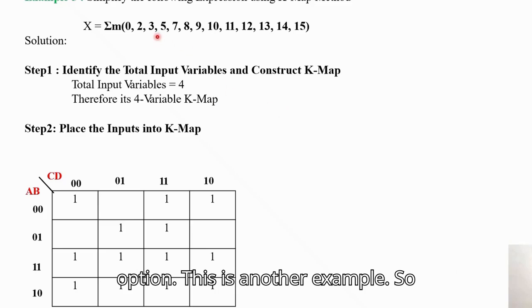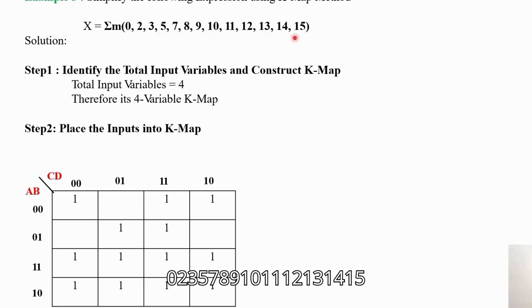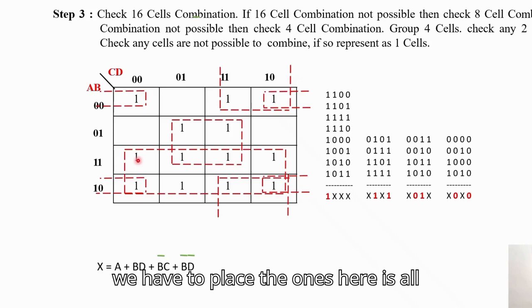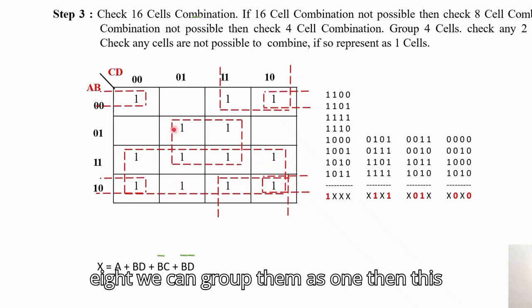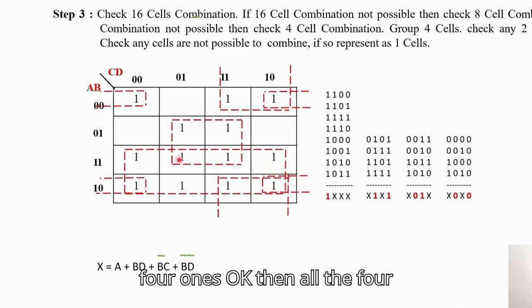So this is another example. So 0, 2, 3, 5, 7, 8, 9, 10, 11, 12, 13, 14, 15. We have to place the ones here. All 8 we can group as 1. Then these 4 ones. Okay. Then all the 4 corners are grouped.